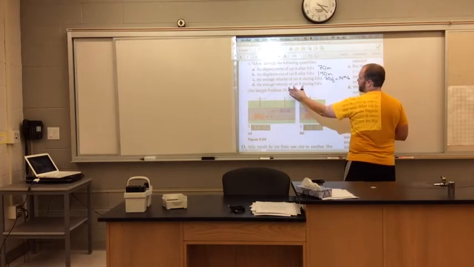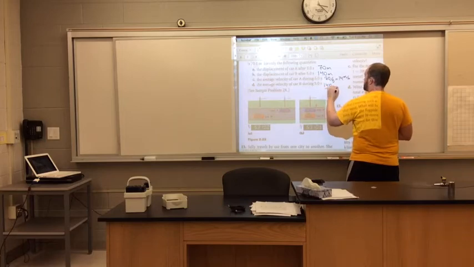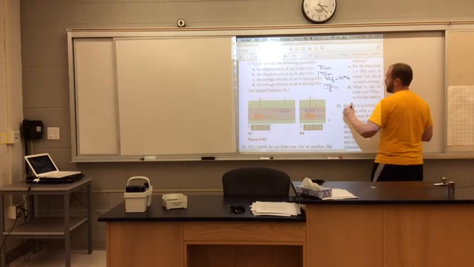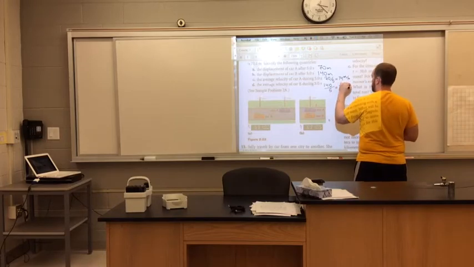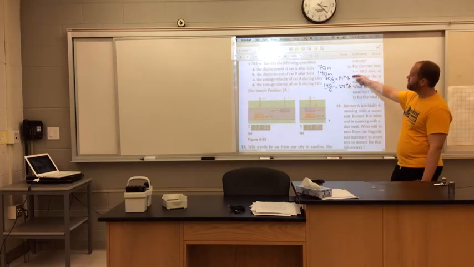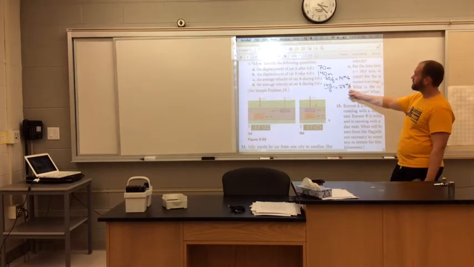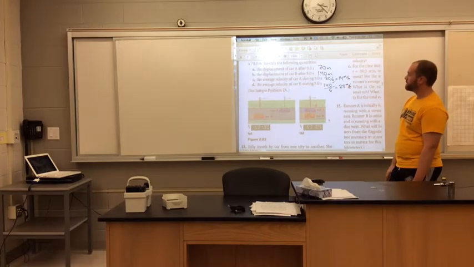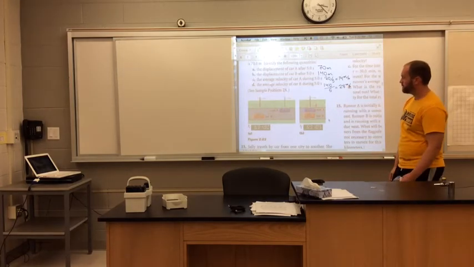The average velocity of car B went 140. 140 divided by 5, 40 divided by 5, 28 meters per second. Hey, that's kind of cool. You know, this number is twice as much as that number. Why do you think that is? Well, it's because this one went twice as far in the same time interval. So there's your answers. All right, to number 12.